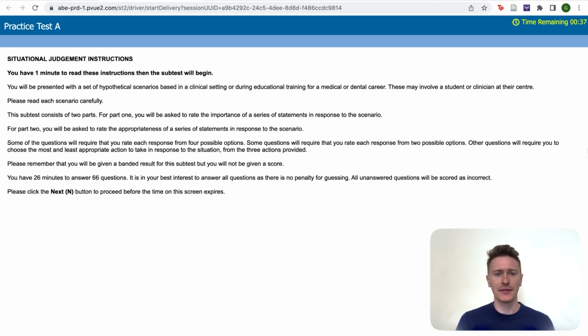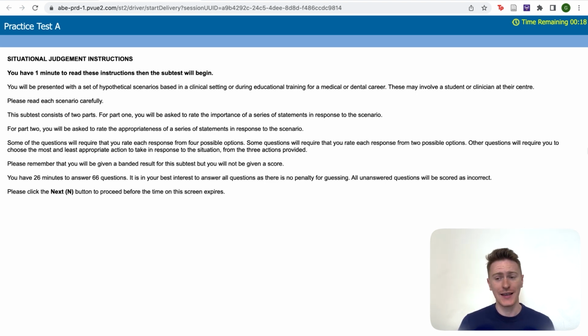So here we're about to start the situational judgment papers section of the test. We'll be going through a walkthrough, so this is the first time that I've seen the test. I may get some questions wrong, I may get them right, or hopefully I get them right, and I'll be talking through my rationale as much as I can while the clock is ticking.